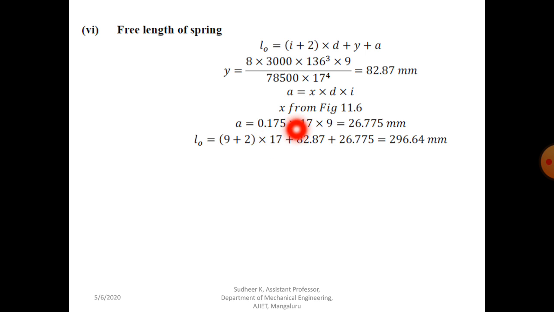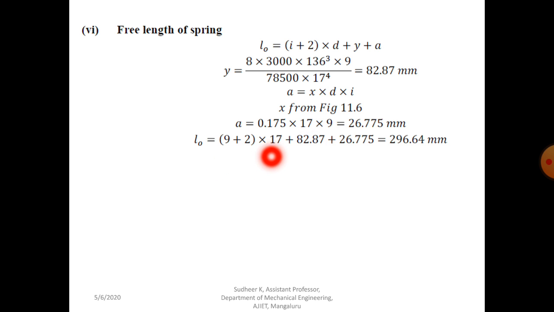Based on spring index, that is the value of C, which is 8, x value is 0.175, from this figure 11.6. So you have to multiply D, that is 17, and I as 9, so that you will get 26.775 millimeter.